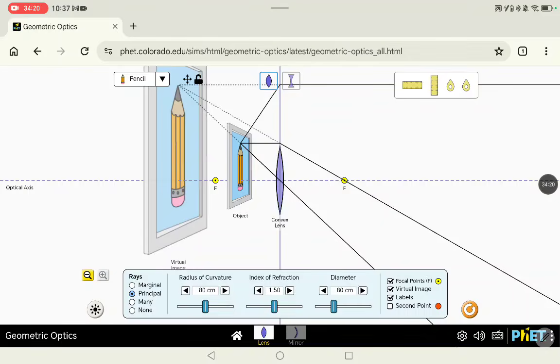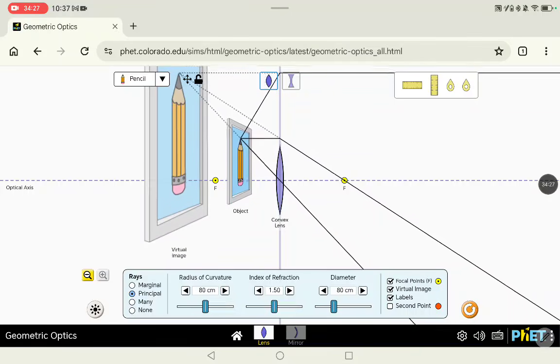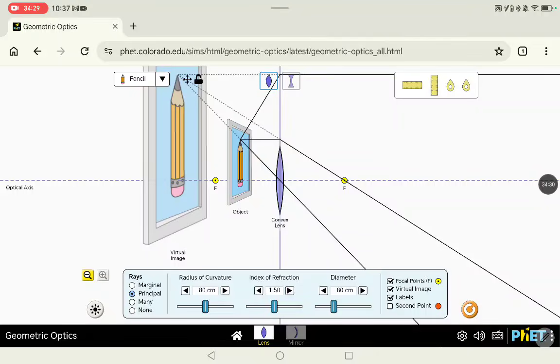What do you see? That the image is virtual. You see, virtual image, and it's upright, and it's magnified. It's bigger than the object. This is the case of magnifying glass. So if you ask about magnifying glass, you should know that the distance should be less than the focal length.